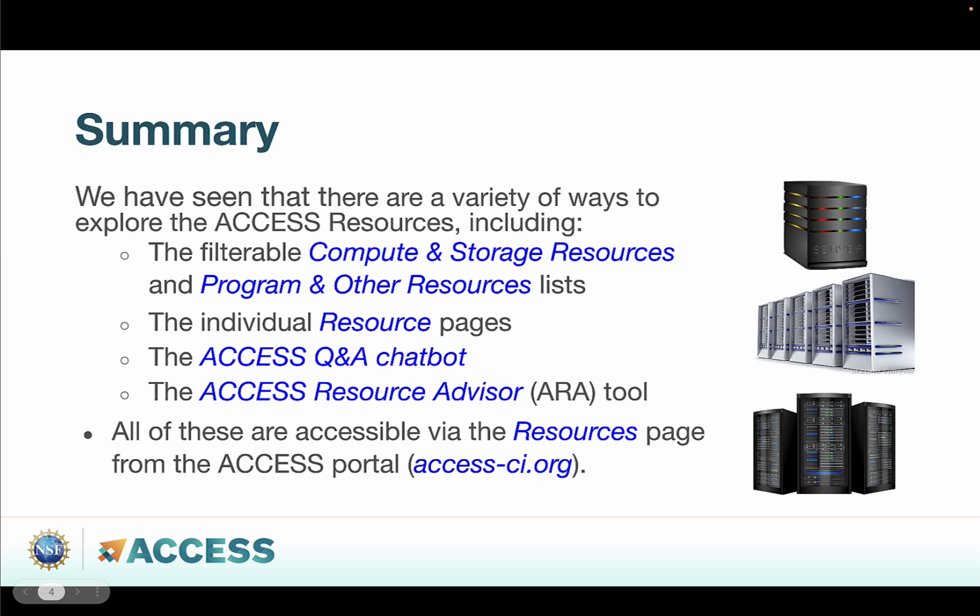To summarize what we've just learned, there are a variety of ways to explore the Access resources, including browsing the exhaustive compute and storage resources list, which can be narrowed down using filters, asking questions to the Access Q&A chatbot, using the Access Resource Advisor to get resource suggestions for your project, or using the Software Documentation Service. All of these are available by first going to the Access portal, access-ci.org, and then selecting Resources, or, in the case of the SDS, Support.